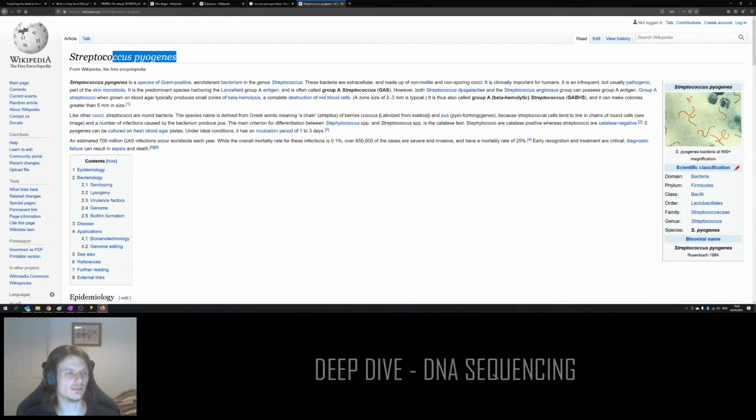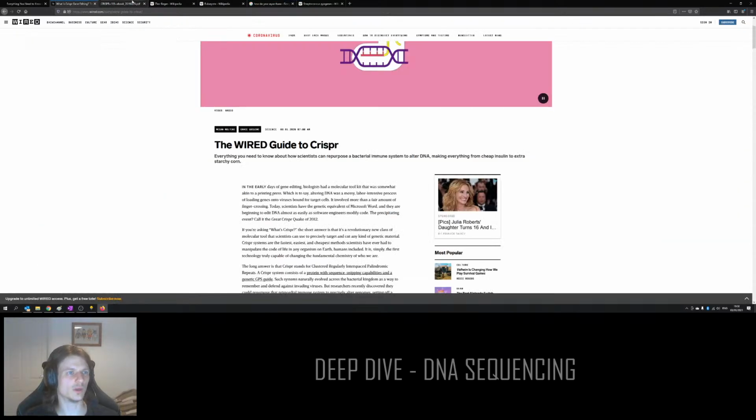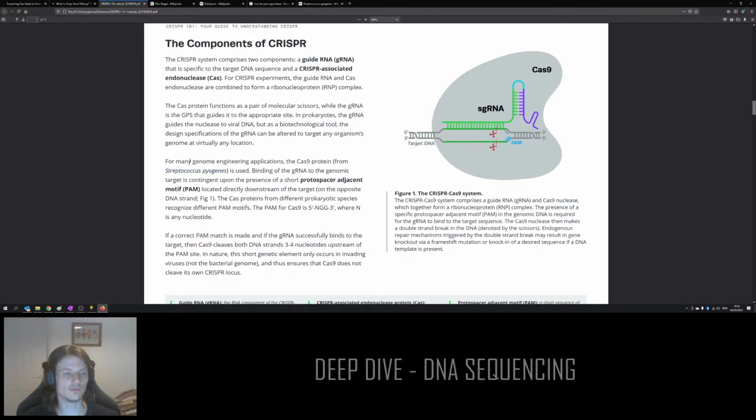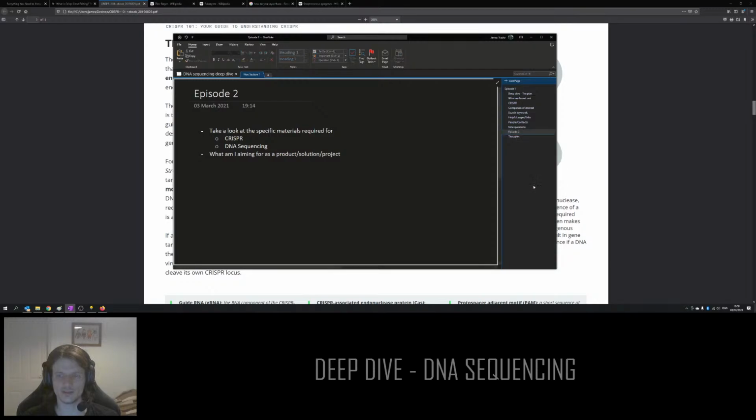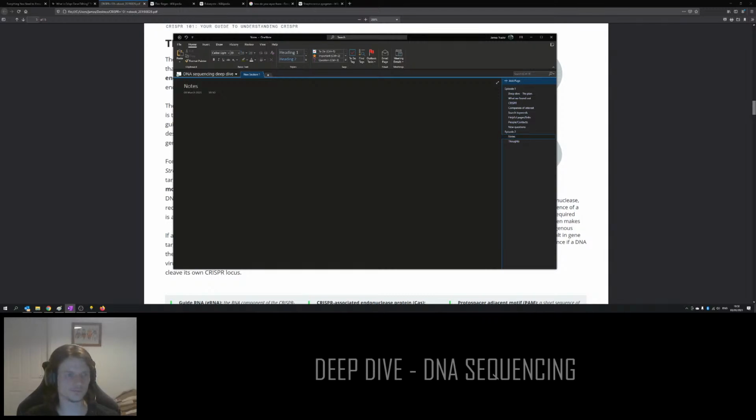So this seems really important if it's one of the main ones. For many genome engineering applications, this is used. Okay, thoughts and notes. Let's make a sub page. Notes. Streptococcus pyogenes is pretty important for Cas9, used often for CRISPR.